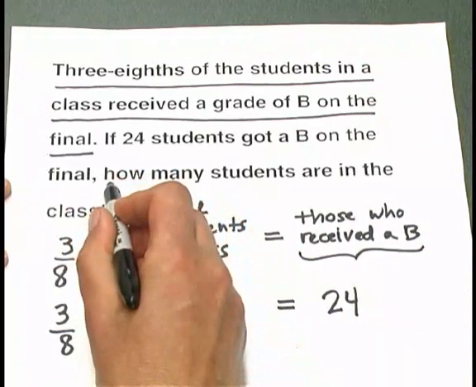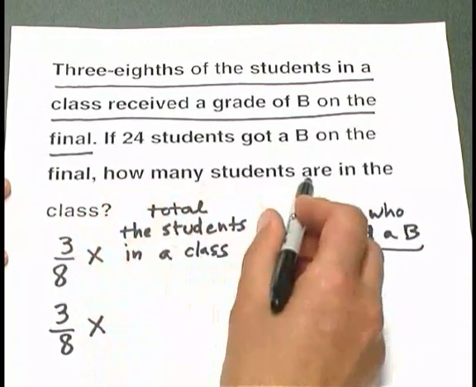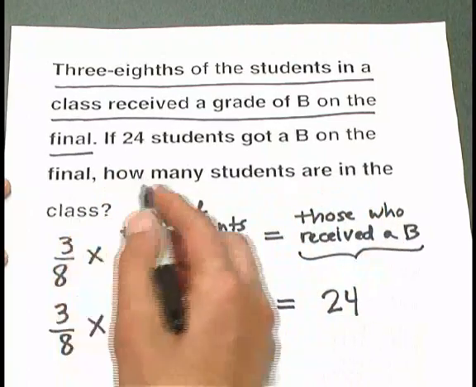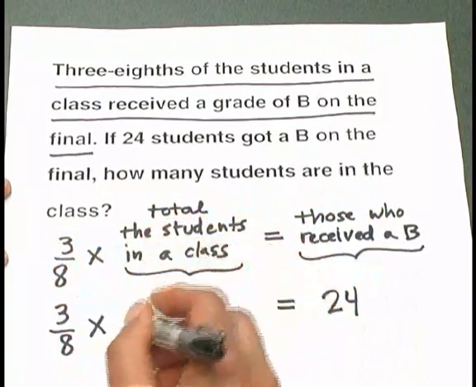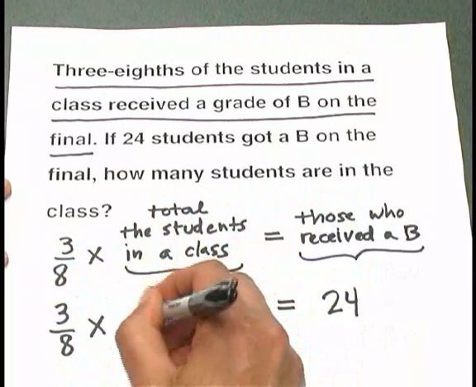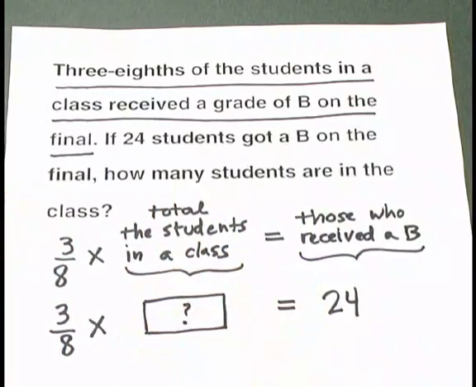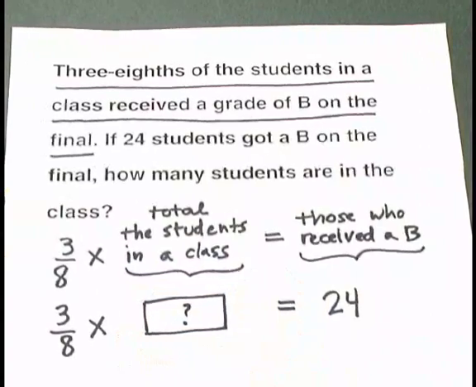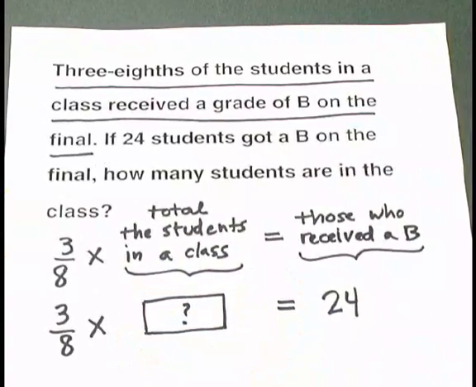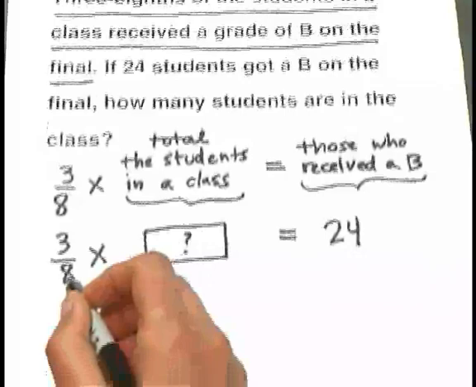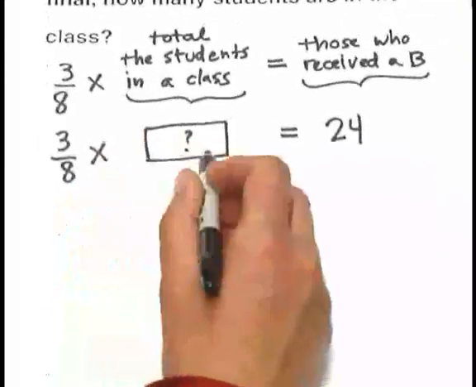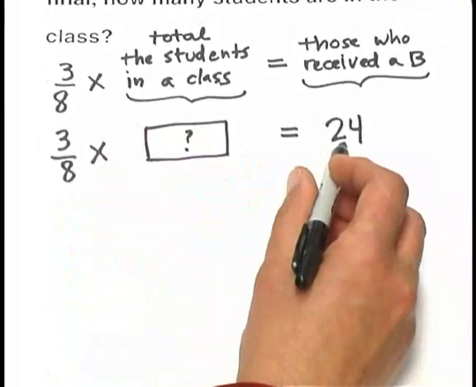When I finish reading that second sentence, how many students are in the class, this is the quantity we're being asked for here. I'll write a box with a question mark. We don't know the total number of students in the class. That's what we're trying to find. So now I have 3/8 times box equals 24.